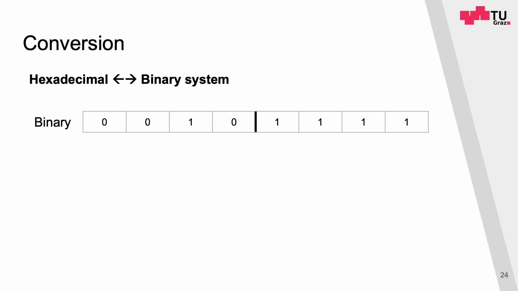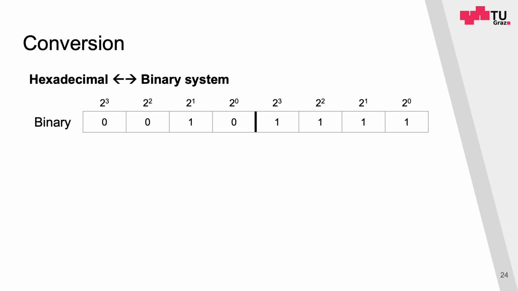Now let's look at how we can convert from hexadecimal to binary and vice versa. This is, in my opinion, the easiest conversion. You can group the binary number in groups of 4 bits. You can see that I have inserted the bold black line in the middle in order to separate it into groups of 4 bits. And then you can write again the value of each bit at the top.